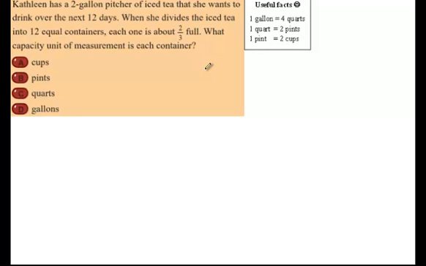Okay, Kipsters, this is lesson 25 on iReady. It's on customary units of measurement. And this is question number 4. Another tricky question. We're going to start by using our brain strategy.